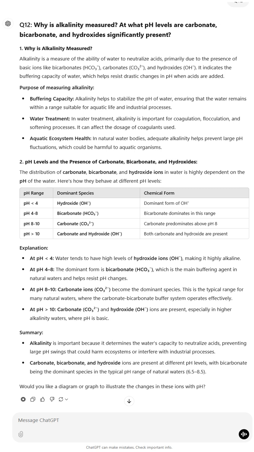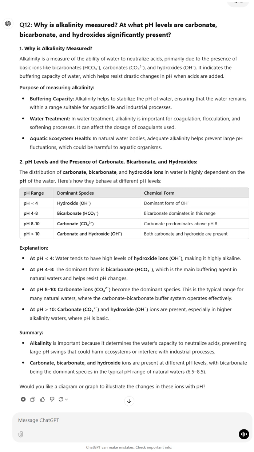pH below 4: hydroxide, OH-, is the dominant form. pH 4 to 8: bicarbonate, HCO3-, dominates in this range. pH above 8: carbonate, CO3 2-, predominates. pH 10 and above: both carbonate and hydroxide, OH-, are present.